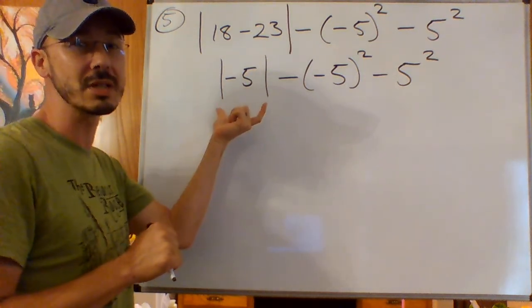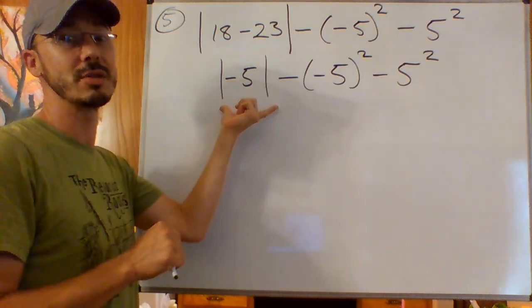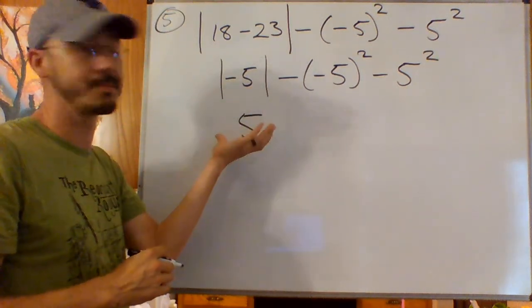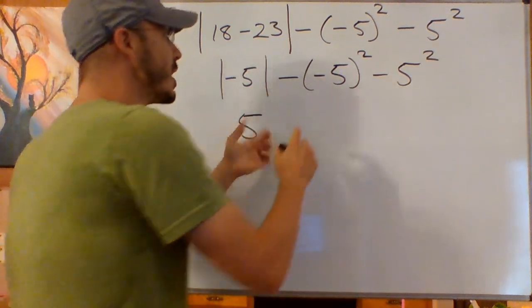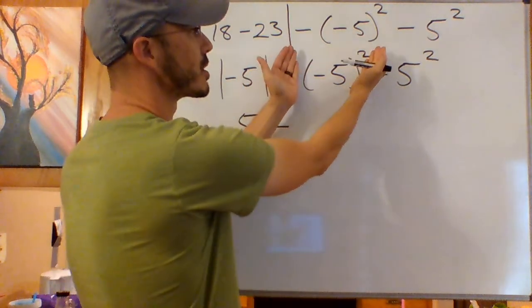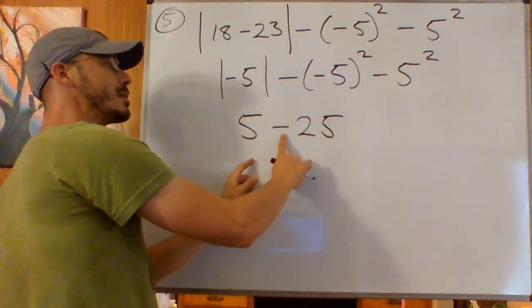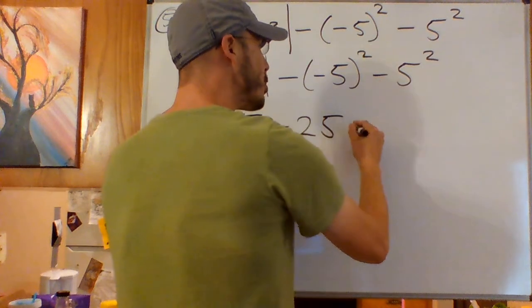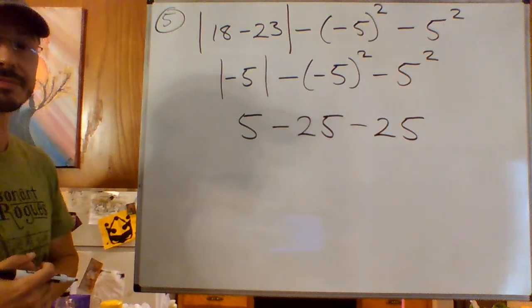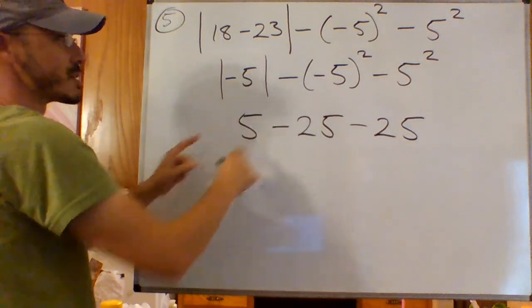This is kind of like a grouping symbol, but we don't have absolute value in our order of operations. However, the absolute value of negative 5 is 5. So we can just write it. Fewer symbols, same thing. Then minus negative 5 squared. Negative 5 squared is negative 5 times negative 5, which is 25, positive 25. So we're subtracting 25. And here, minus 5 squared is also 25. So we're subtracting 25 again. That was doing the exponents part, also evaluating this absolute value.